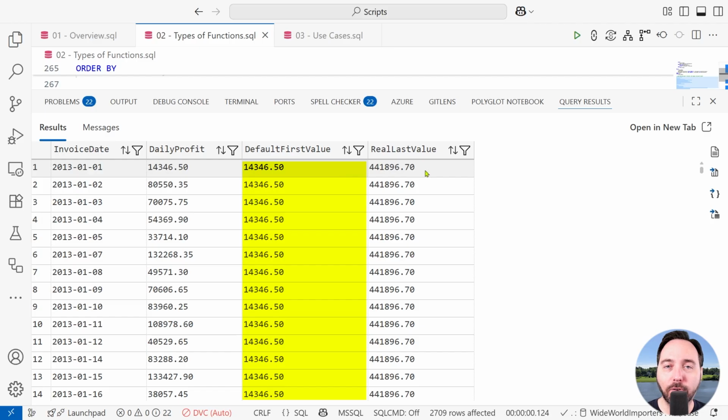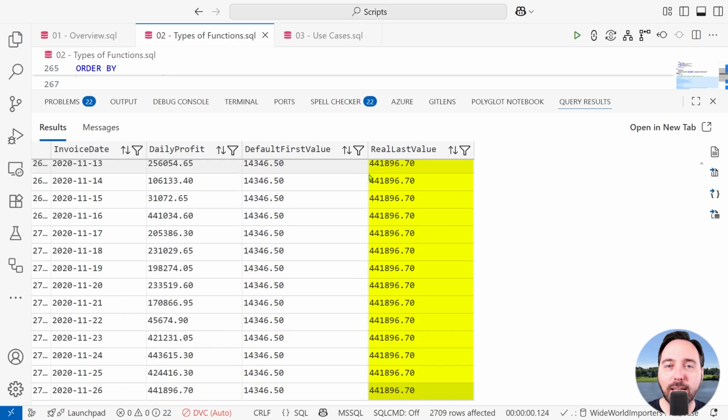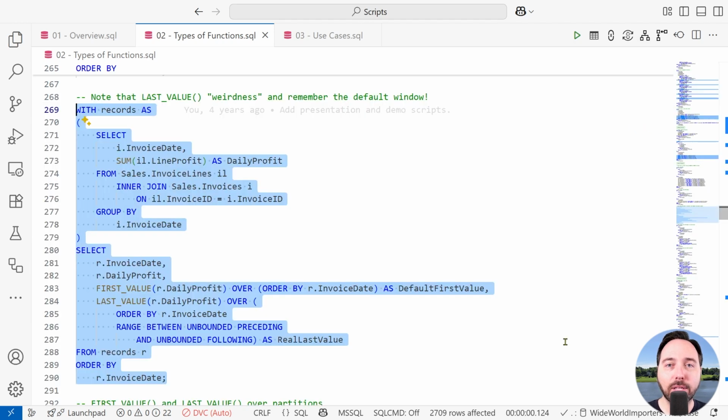$14,346.50 as the default first value, and $441,896.70 as the real last value. And if you're curious, I don't need it to start with unbounded preceding. I could instead have it start with current row.